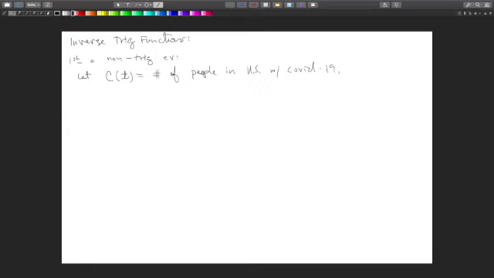Alrighty, that's C of t. It's the number of folks in the U.S. with COVID-19 at time t measured in seconds. Or let's do days. How about that? Okay.